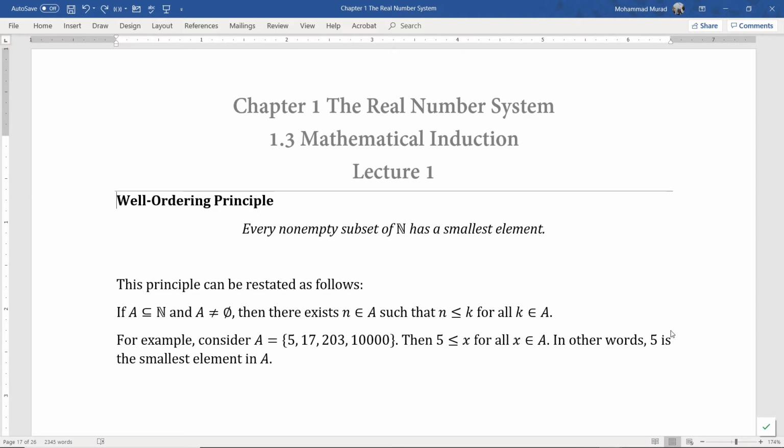In this part, we will talk about mathematical induction. Mathematical induction is a mathematical proof technique. It is essentially used to prove that a statement holds for every natural number, or for every natural number after some fixed natural number.